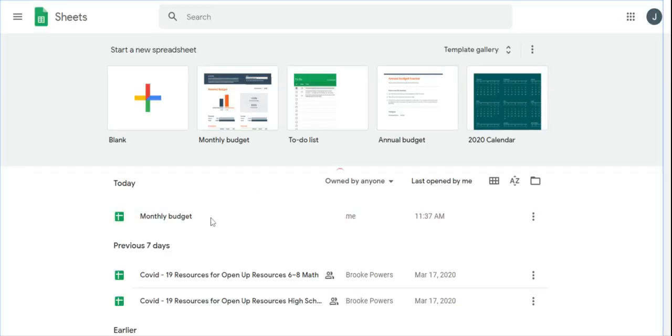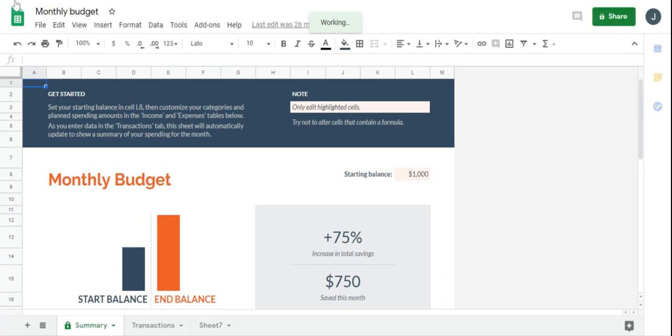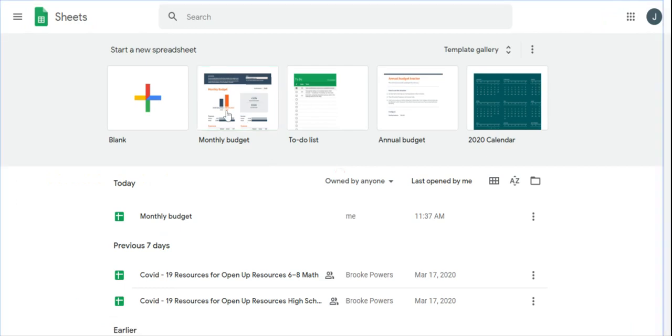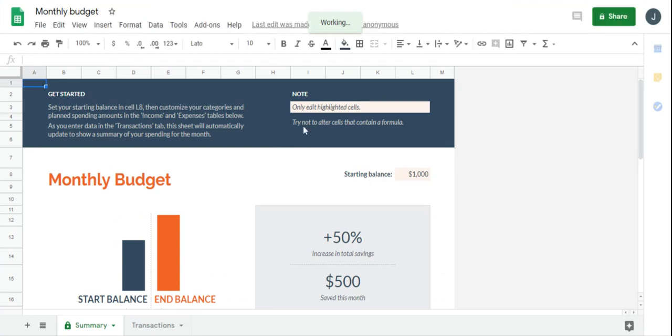I already had a monthly budget that I started working with. Oh, I don't want to use this one. Let's go back and do a fresh new monthly budget so you can work through it with me. So it says only edit highlighted cells. That's so that you don't mess with any of the formulas.